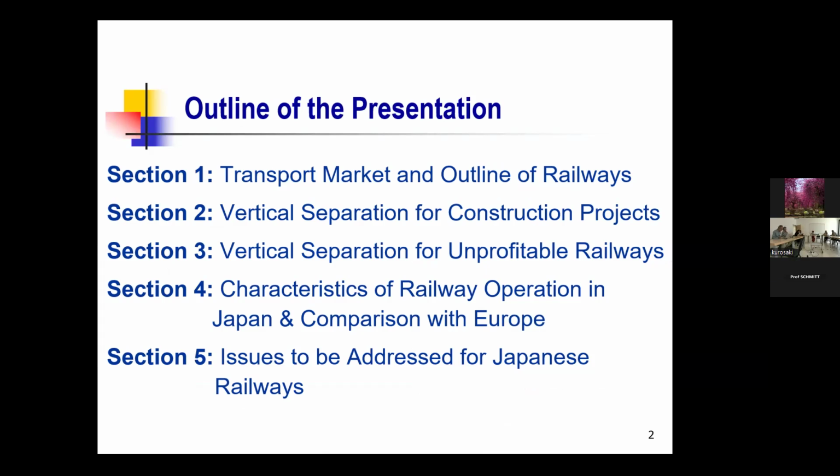In section 2, vertical separation, that is the public sector's financial support for construction projects, will be explained. In section 3, I will explain vertical separation for unprofitable railways. Then in section 4, I will explain the characteristics of railway operation in Japan and compare the railway operation between Japan and Europe. In the final section, I will address the current issues which Japanese railways are facing.